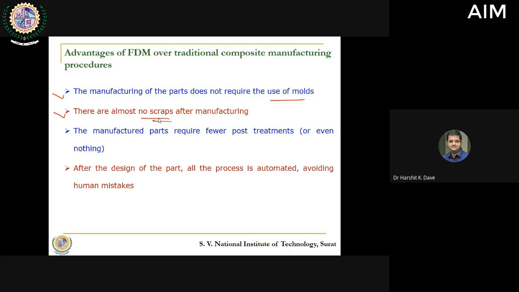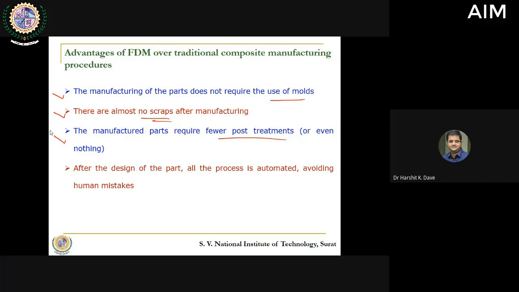The other advantage, and most prominent advantage, with the part that you fabricate is that you require very few post treatments, and sometimes you don't need any sort of treatments. In case you are going with the photopolymerization or SLS type of process, often you don't need to go for any sort of post processing or post treatment of these printed parts. So that is also a unique advantage of this process.